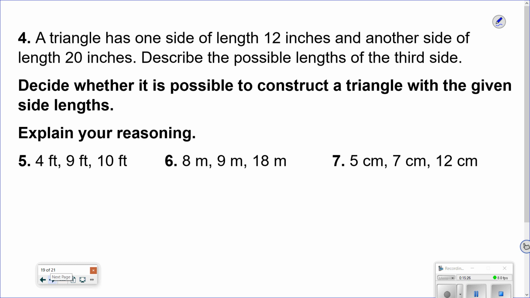This one's just a little bit different. It says a triangle has one side of length 12 inches, another side of length 20 inches. Describe the possible. Actually, that one's the same as what we just did. You guys pause it for a second. I want you to try these problems really quick, and then we'll come back and talk about it together.